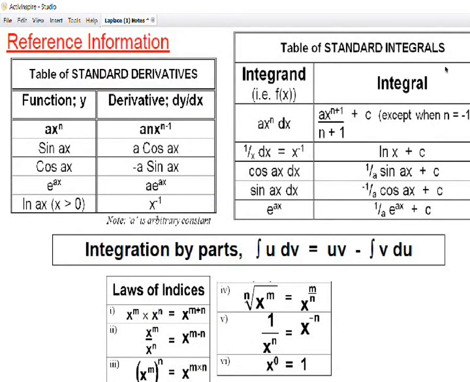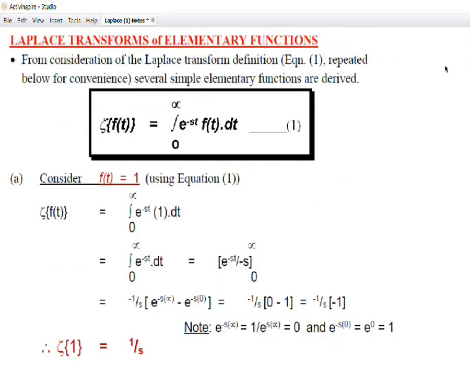Just as background reference information, we need to be aware of standard derivative tables and standard integral tables. The laws of indices are also used, as you'll see in some of the work we're going to do. And there is something called integration by parts, which you may not have come across before. It's for solving non-standard integrals, and it is sometimes used within a derivation of Laplace transforms. We're going to look very briefly at how Laplace transforms are derived, just to give us an insight into where they come from. And again, we're going back to equation 1, which is repeated here for convenience.